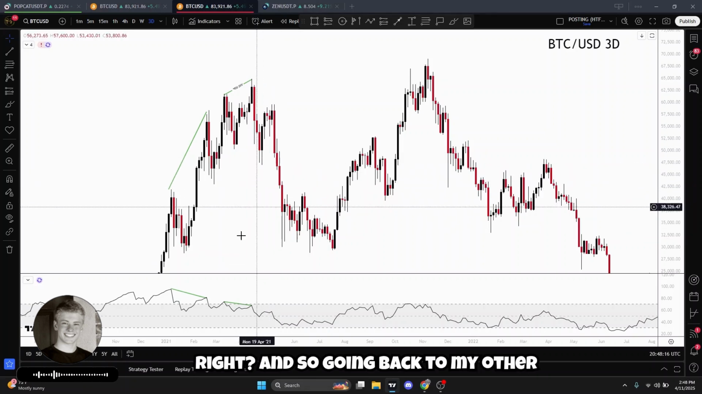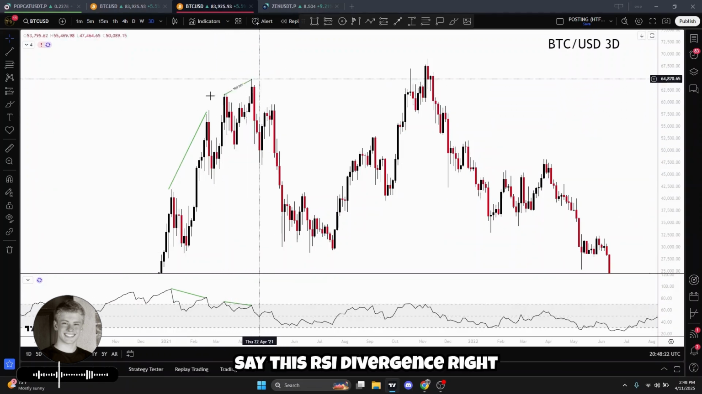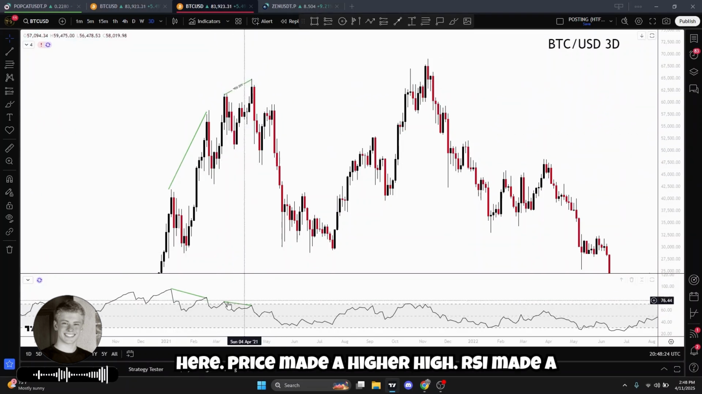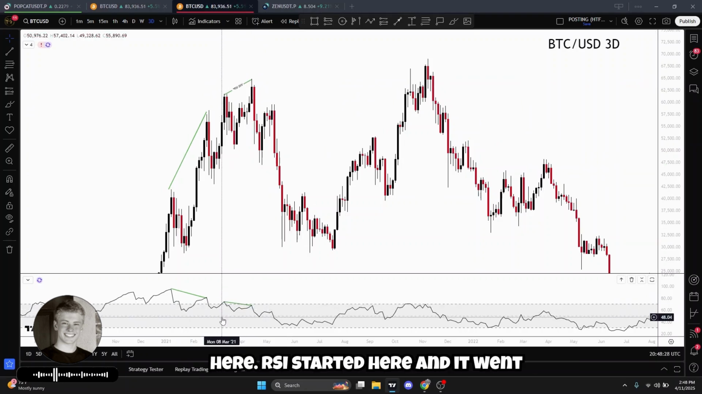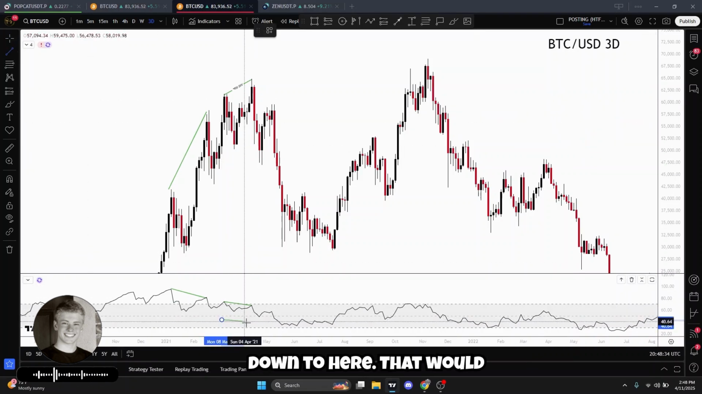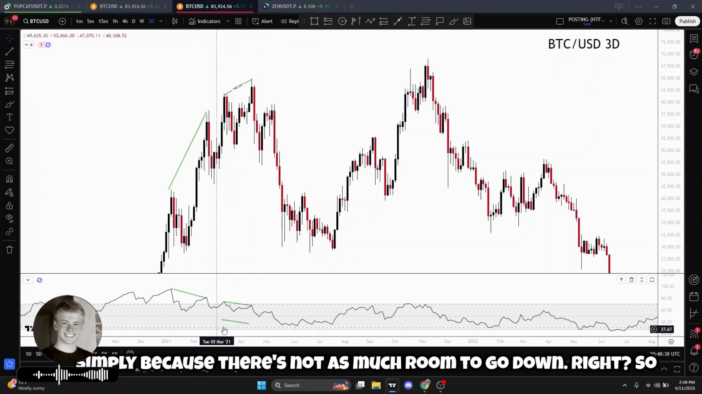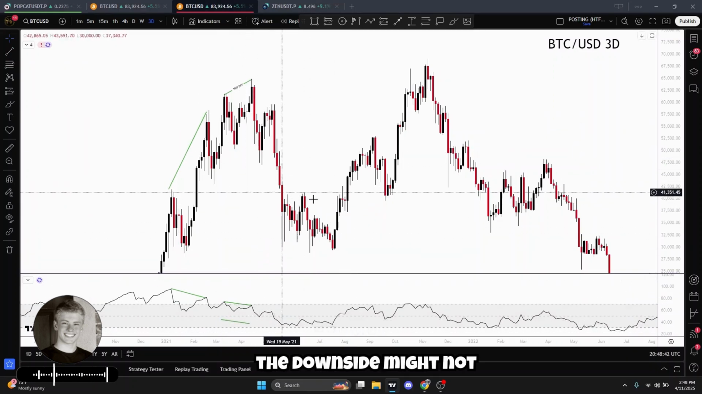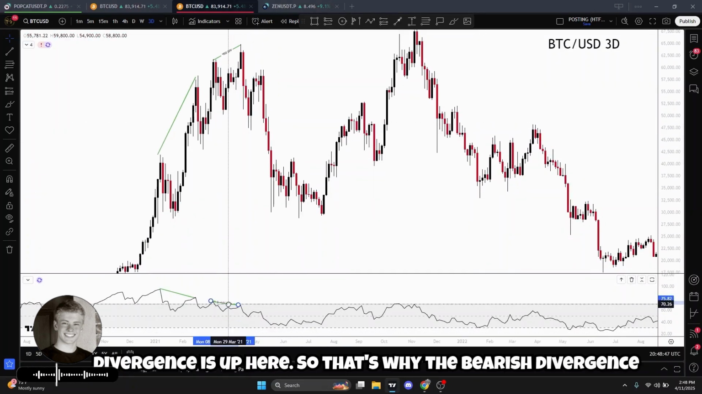Yes, right? And so going back to my other rule of below and above the 50 line, let's say this RSI divergence right here, the price made a higher high, RSI made a lower high, but let's say that happened right here. RSI started here and it went down to here. That would make this divergence invalid for me, just simply because there's not as much room to go down, right?